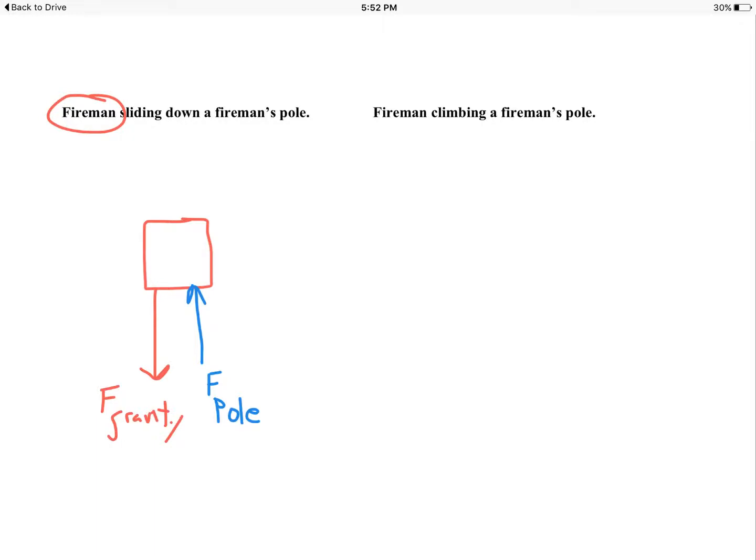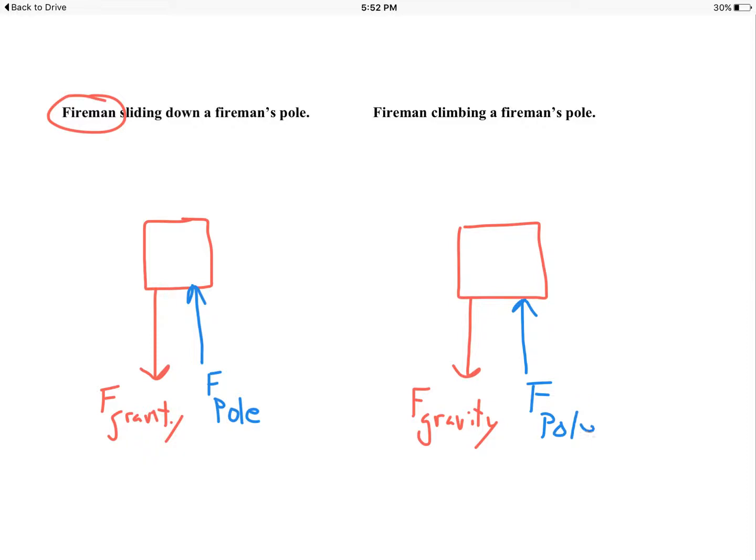Alright, what if you're climbing up the pole? Again, force of gravity is downward, just like in every scenario we've had. But what is the direction of the pole's force on the fireman as you climb the pole? You are not exerting the force on yourself. You're exerting a force, or the fireman's exerting a force on the pole. But what is the pole doing to the fireman? Exerting an upward force, just like in the previous case. Force of the pole. So there we have a free body force diagram. Many examples.